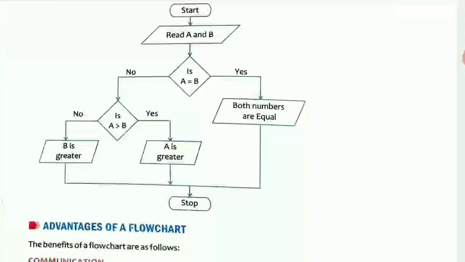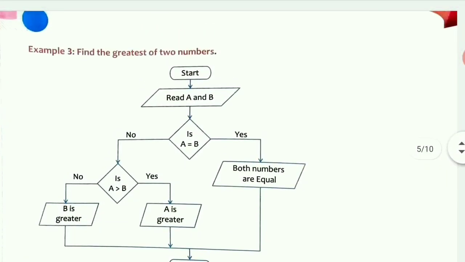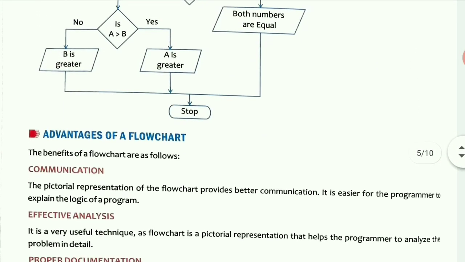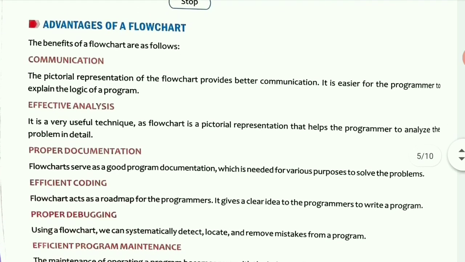In this case, print B is greater and go to stop. So this is the way we do the flowchart. Now let us see the advantages of a flowchart. So what are the advantages?